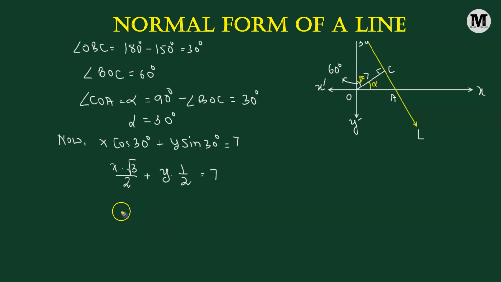Multiplying throughout by 2, we're going to get square root of 3 multiplied by x added to y equals 14. So this is going to be the equation of the line. So square root of 3 x plus y equals 14 is the required equation. This is the required equation of the straight line.